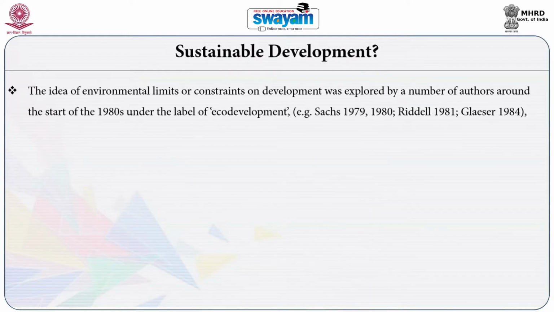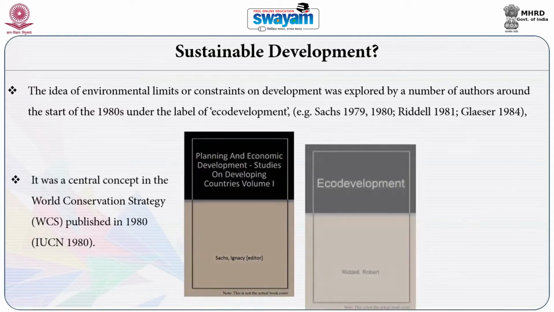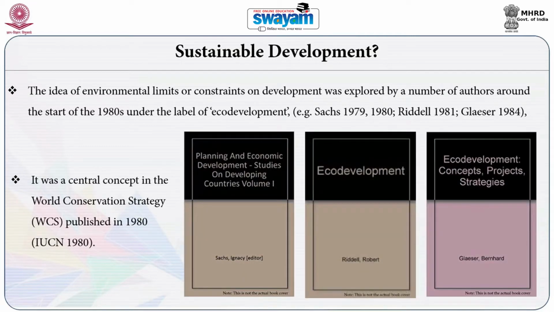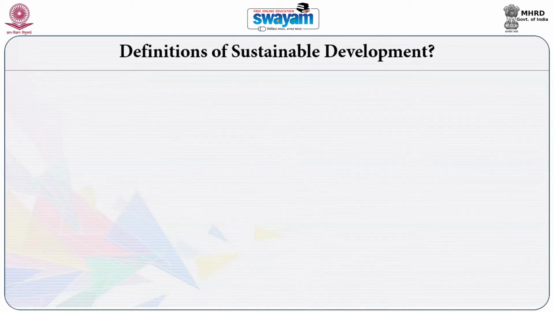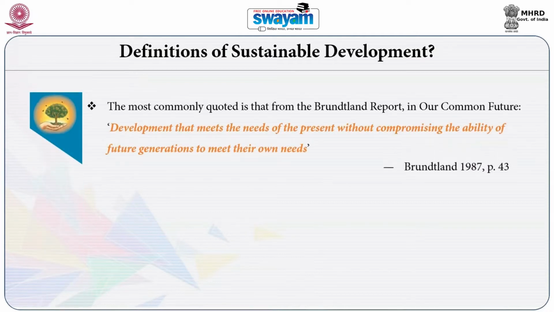Remember I talked to you about eco-development? It is this idea of eco-development that first informed sustainable development in the World Conservation Strategy, which was published in 1980. But our understanding of sustainable development comes from a very popular definition that was published in the Brundtland Report, which was called Our Common Future. It was published in 1987. How does it define sustainable development? I'm sure many of you are familiar with this definition.